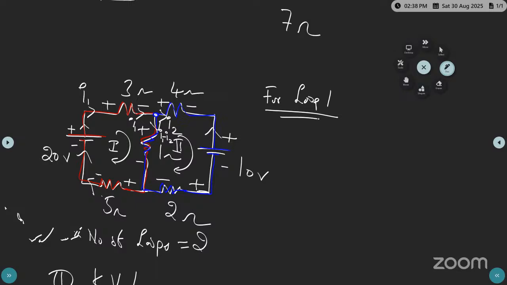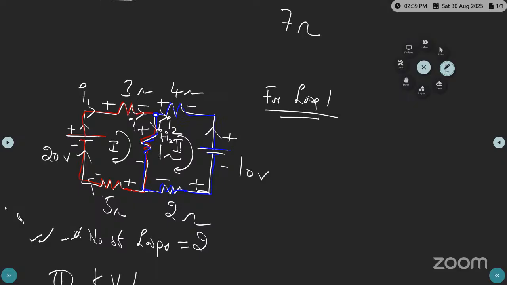Okay. By applying KVL for loops, write down the voltage equation for loop 1, for loop 2, for loop 3, and so on. That is about the fourth step.